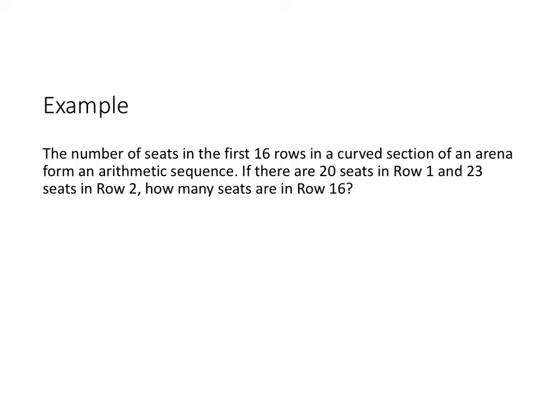Alright, here's another example. It's an arithmetic sequence. It is a word problem here. It says the number of seats in the first 16 rows in a curved section of an arena form an arithmetic sequence. So it tells you it's an arithmetic sequence. And it says that there's 20 seats in row 1 and 23 seats in row 2. How many seats are in row 16? So what that means is you have a sequence here that starts out 20, 23, and it continues on. And it wants to find out how many seats there are in row 16.